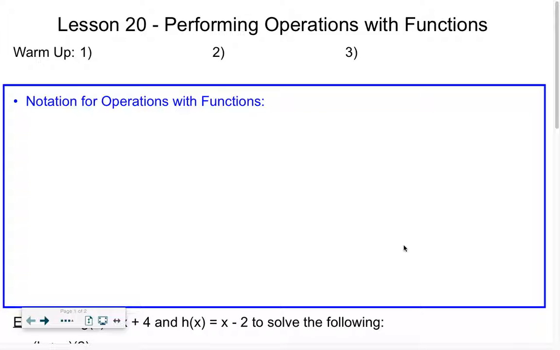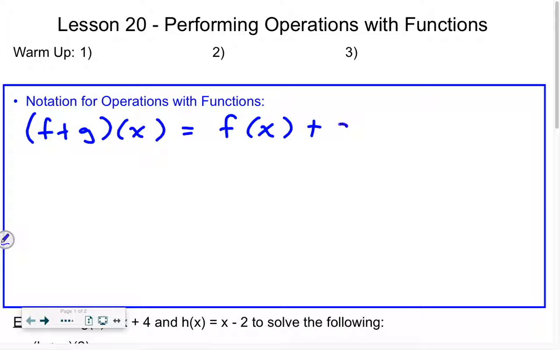So we're going to be doing kind of the same idea today, but this idea of performing operations within these functions, now we're going to actually do our addition and subtraction, multiplication and division between two different functions. So let's start with addition. They're going to give you this notation in the book, and we read that as simply f plus g of x. And when you see that, what you are doing is taking the f of x function and adding it to the g of x function.